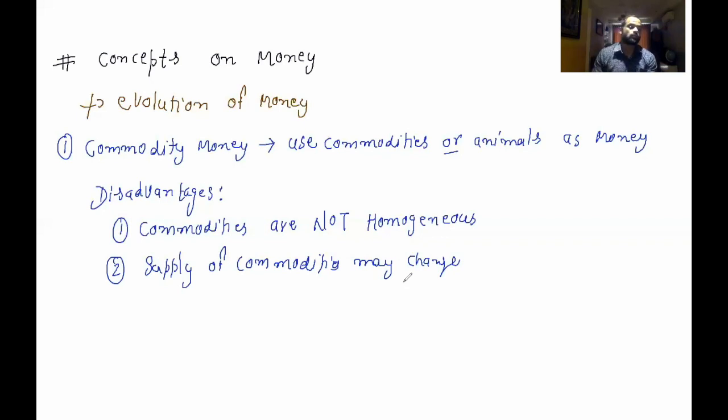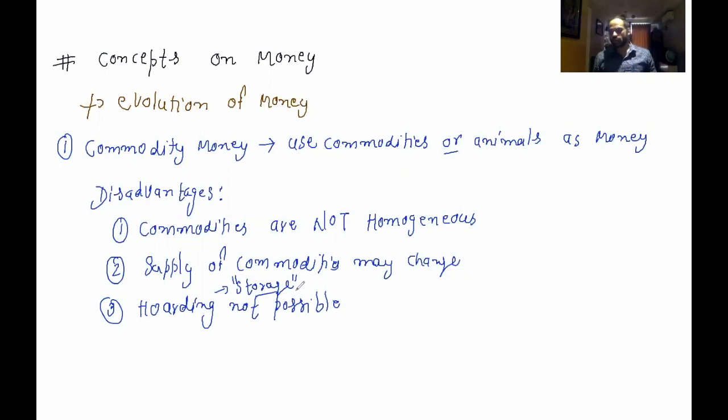Third is hoarding, not possible. Hoarding means storage. You cannot store it, as we discussed before. It has a problem of storage. You cannot store large quantities of rice, beans, or meat. But money, you can use it.